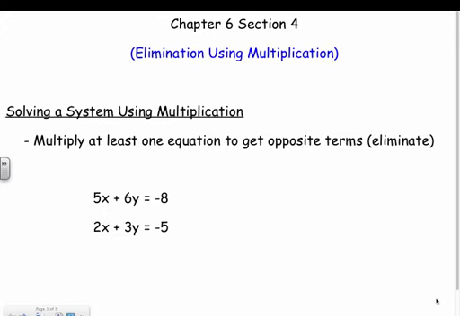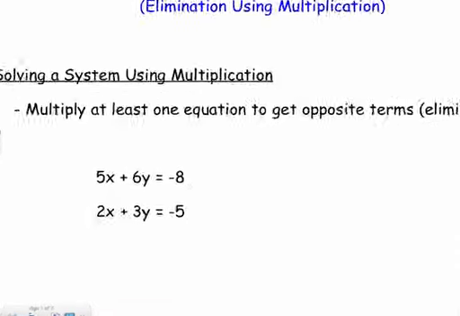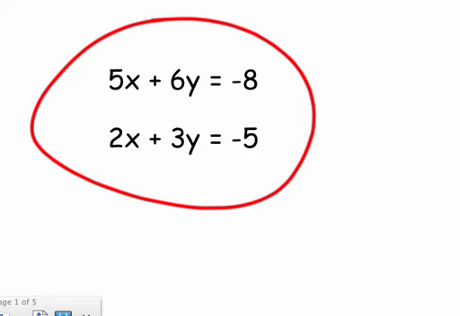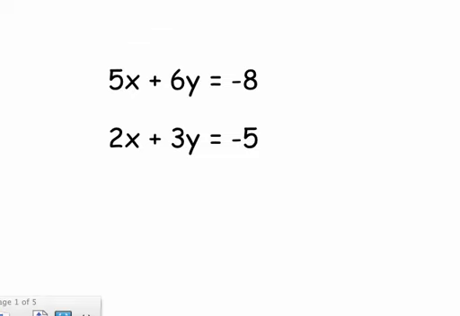So we're going to need to multiply at least one equation to cancel either the x's or the y's. And sometimes even both equations. So if I take a look here at my system I have down here, I have 5x plus 6y equals negative 8, and 2x plus 3y equals negative 5. Well, first of all, I got to decide, should I cancel the x's or should I cancel the y's? Well, when I look at this, I want to try to find a common multiple between my x's or a common multiple between my y's.